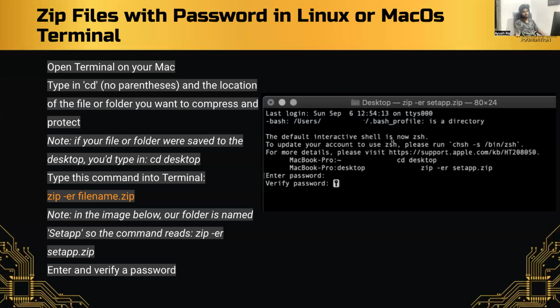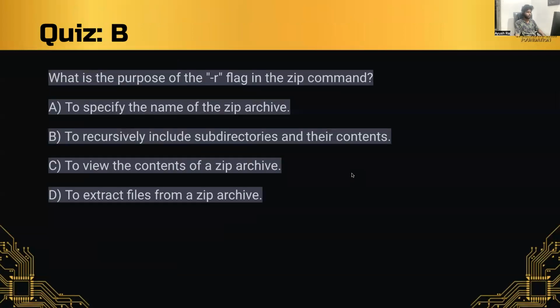And there is an image you can see here that is moving to the desktop by using the cd command, and is making a zip file in the directory desktop. So here he has used that. Here in this image it is used hyphen e and r. All right, so let's move to the next slide.